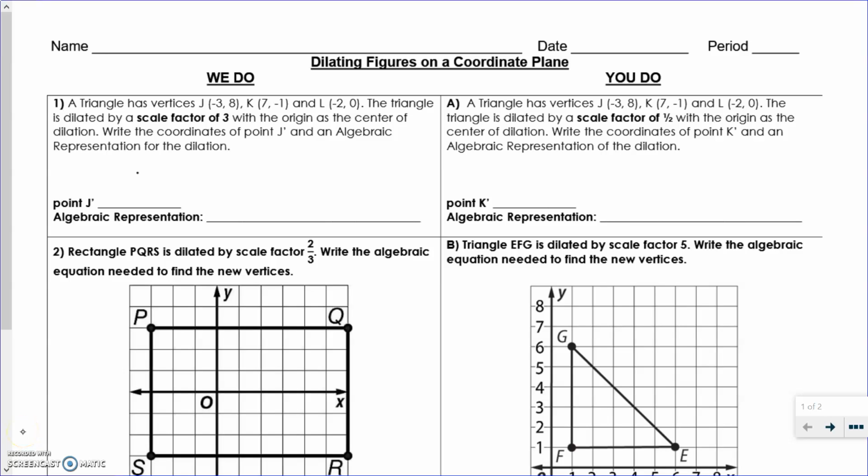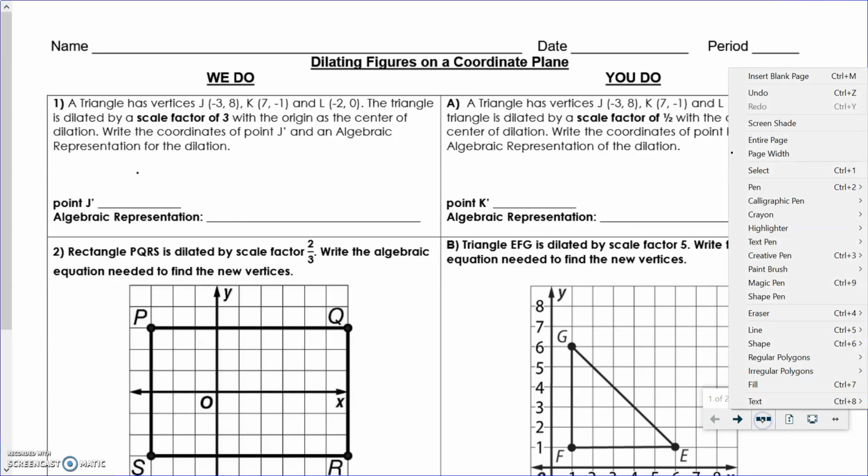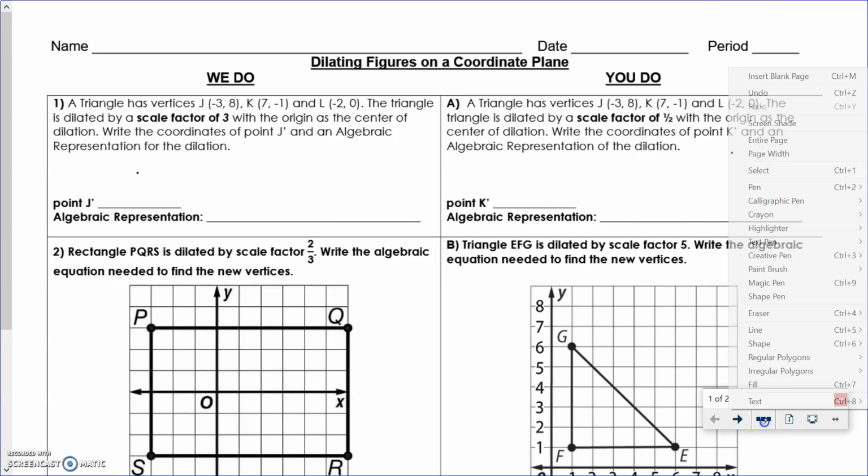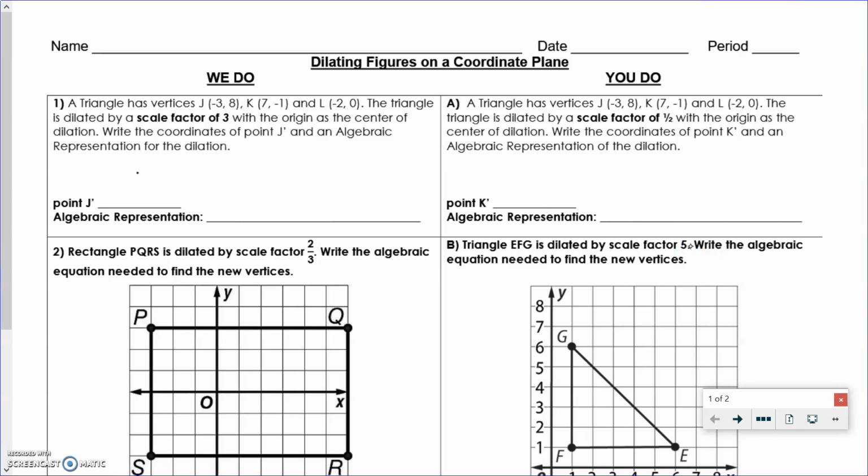All right, so today we're going to be doing a we do you do for dilations day 2. So let's take a look at number 1. A triangle has vertices J, K, and L. The triangle is dilated by a scale factor of 3. With the origin as the center of dilation, write the coordinates of J prime and an algebraic representation for this dilation. So I'm going to highlight my important information.